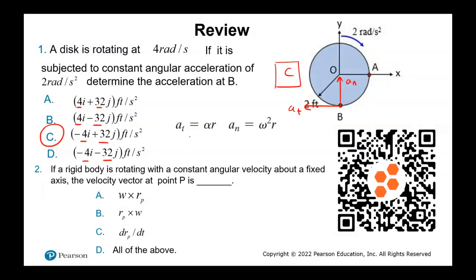Also, if you want to calculate, alpha is 2, radius is 2. Tangential acceleration will be 4 foot per second squared. Omega is 4, squared, radius is 2. This one is 32 foot per second squared, if we want to calculate.